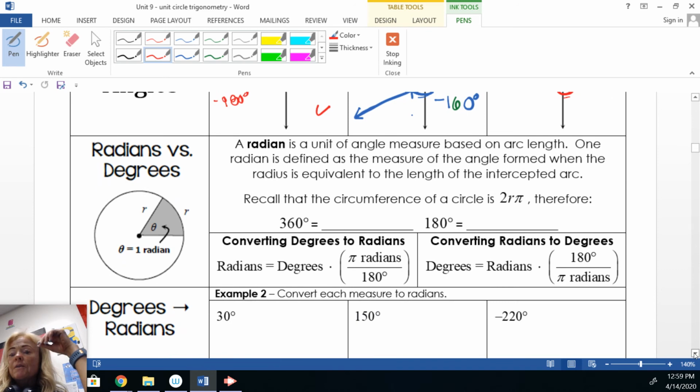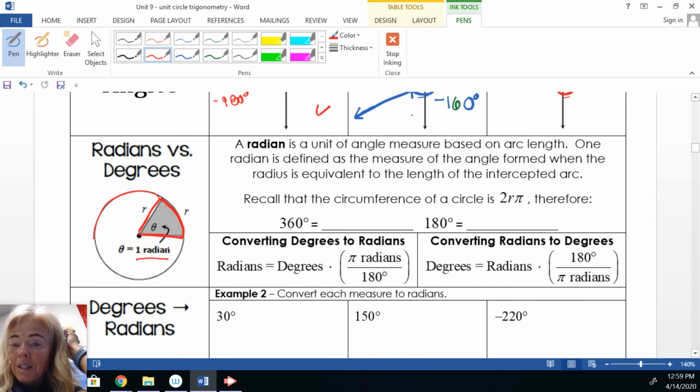Now we're going to talk about radians versus degrees. One radian is a way to measure angles in a circle, and it's based on the arc length. Arc length is from here to here. Because we have a radius here, whatever the radius is, I would measure that and then lay it linearly along the circle. And once we lay those all out, then each of those is measured as 1 radian.